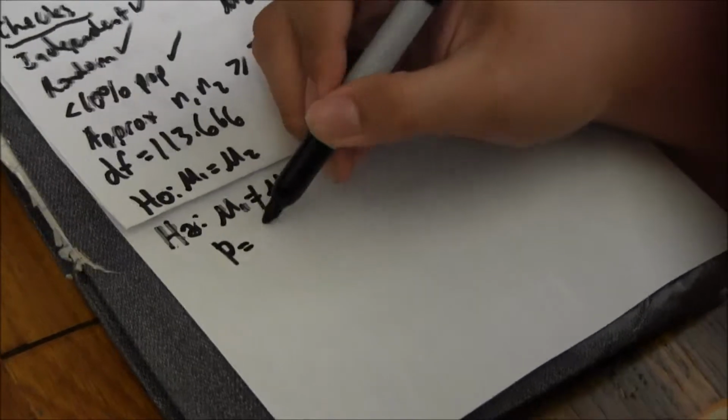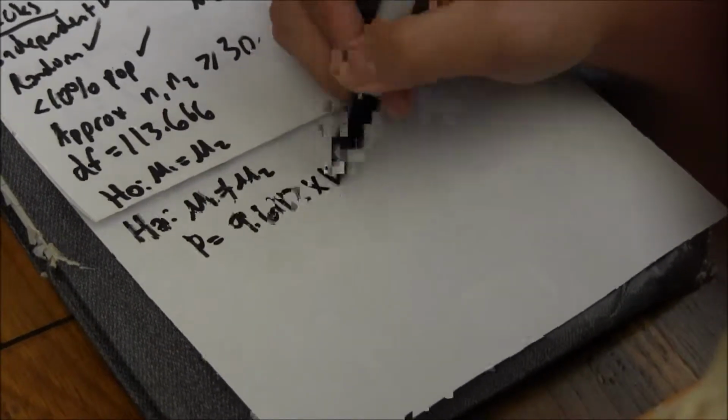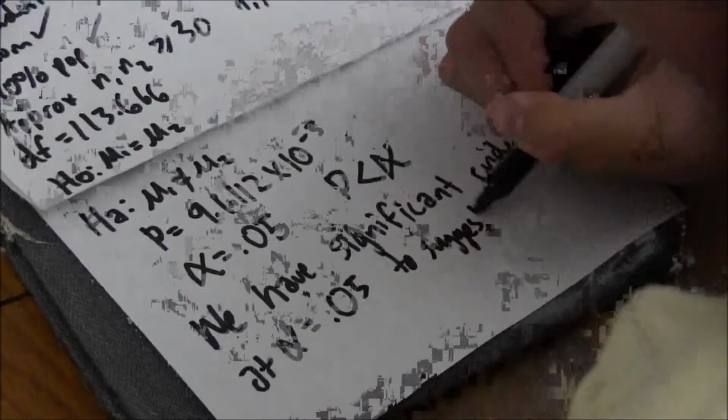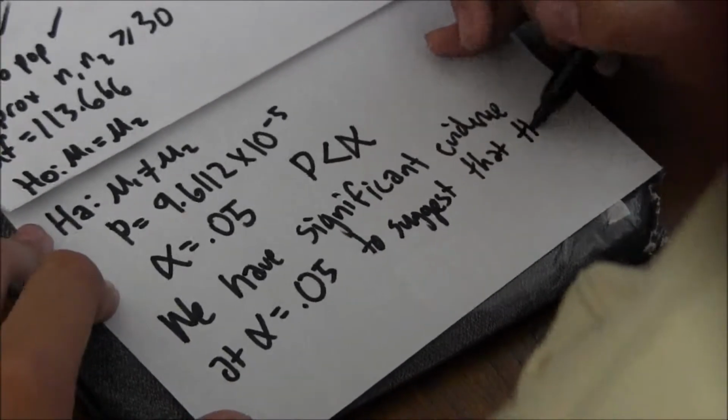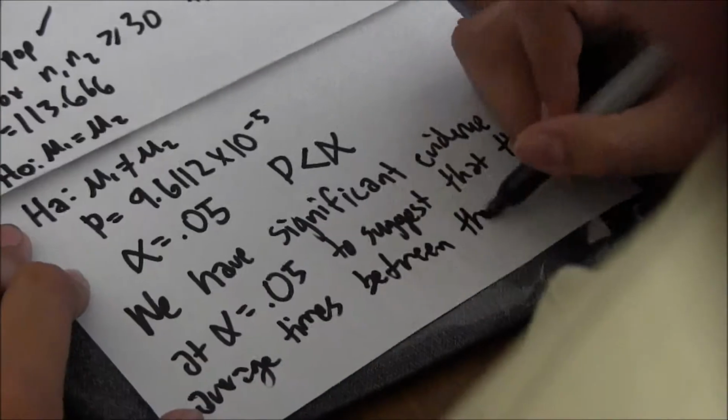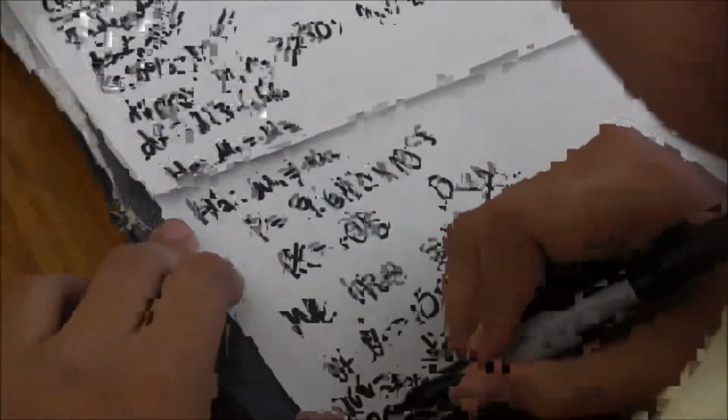Now we just plug in all this stuff to our calculator, and we find that P has a value of 9.6112 times 10 to the negative fifth. For comparison, we used alpha equals 0.05, and as you can obviously see, P is much less than alpha. And since that's the case, we have significant evidence at alpha equals 0.05 to suggest that the average times between the two cubes are not the same.